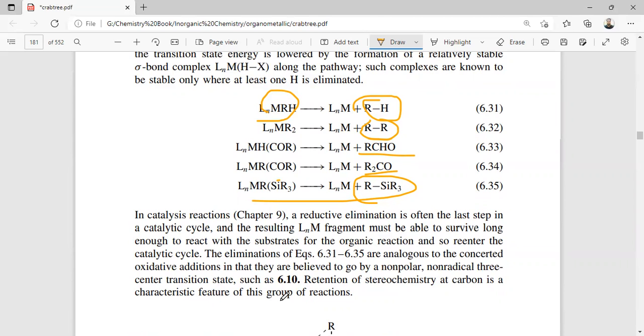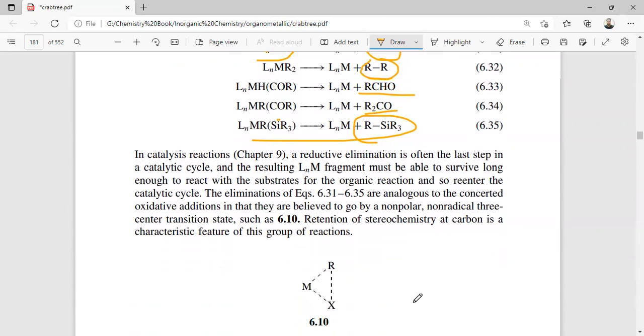Reductive eliminations are the analogs of concerted oxidative addition, in that they are believed to go by a non-polar, non-radical, three-center transition state. Retention of the stereochemistry at the carbon center is a characteristic feature of this group of reactions. So that means in reductive elimination, the stereochemistry of the carbon center is retained.